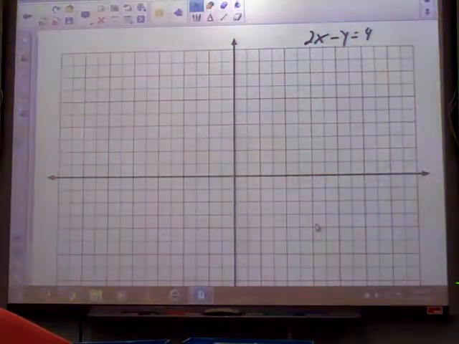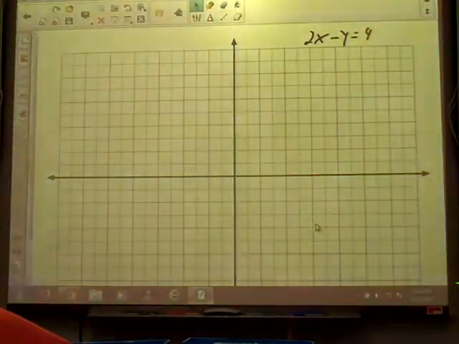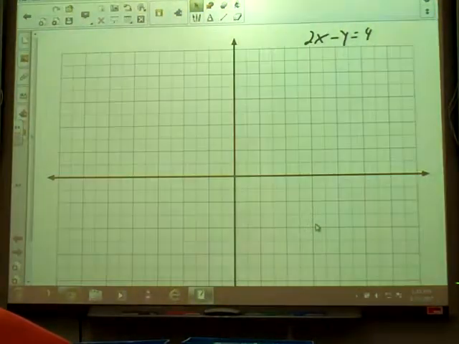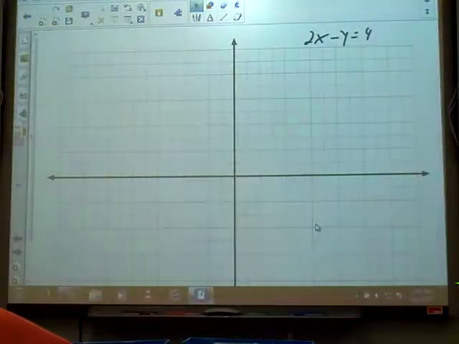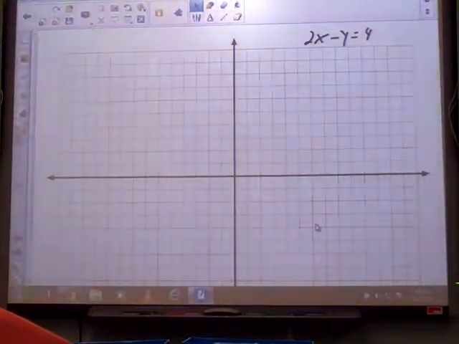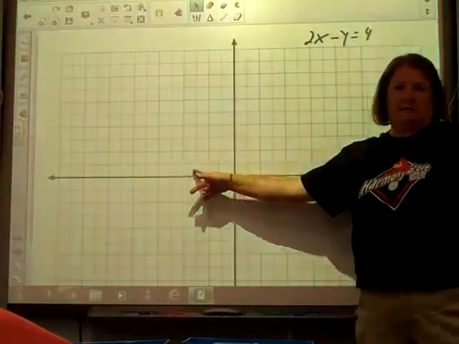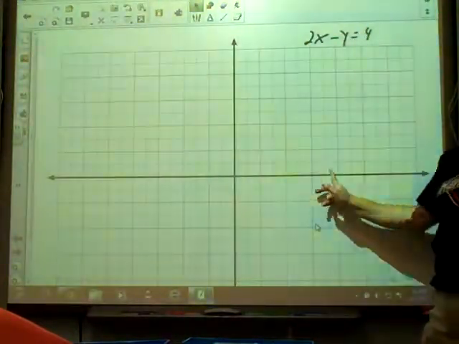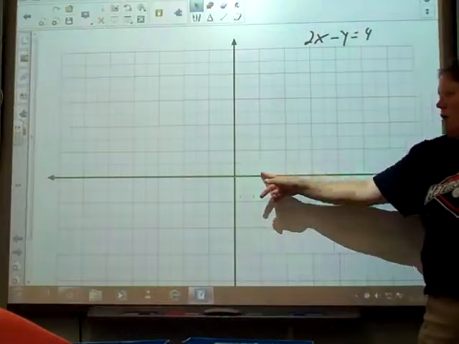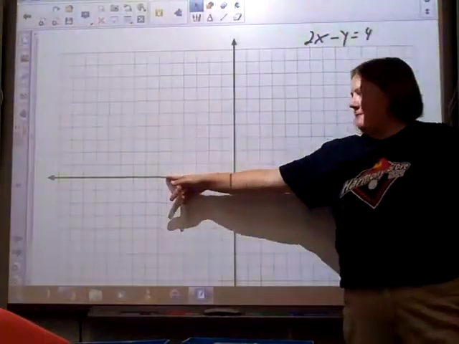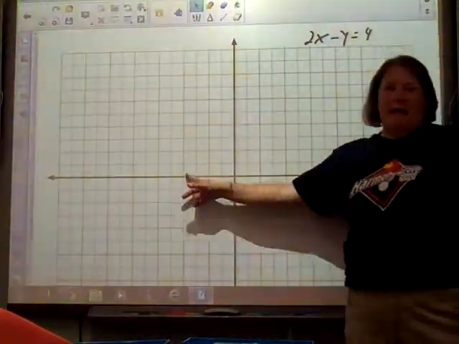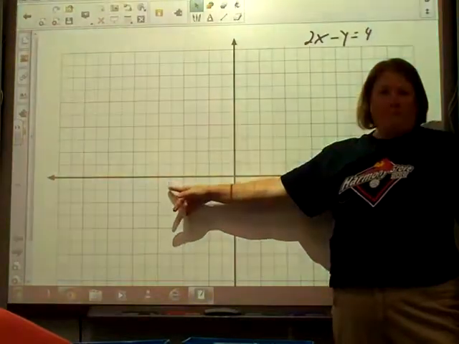Other ways would be to rewrite it in slope-intercept or make an input-output table, but finding the intercepts is the easiest way. All right, deep thought questions coming up. First period struggled on this. If I want to find where this line crosses the x-axis, if I'm on this x-axis where I'm running my finger back and forth, if I'm on that line, did I move up or down any?